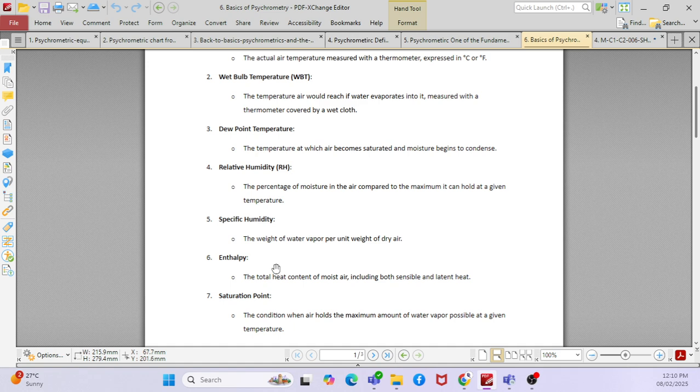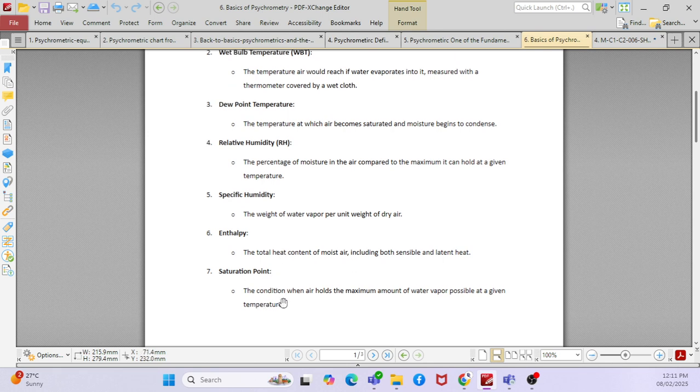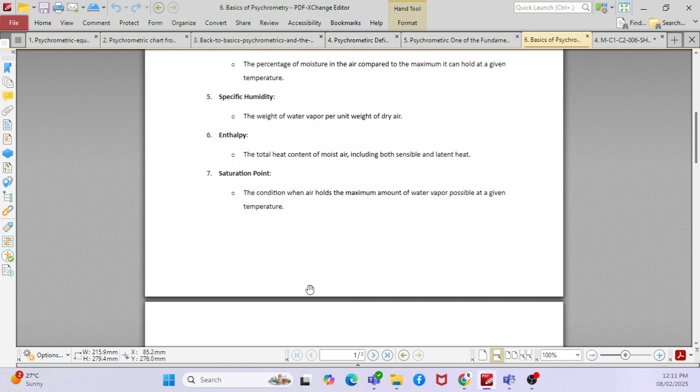So when you talk about cold air, the cold temperature is an energy, right? Maybe the cold air may be useful for some other application. Maybe the hot air will be used for some other application. So it's energy, that is the amount of heat, you can say sensible heat and latent heat, at any point of temperature. When you say saturation point, it is the condition at which air holds the maximum amount of water vapor possible at a given temperature. So that is the saturation point.